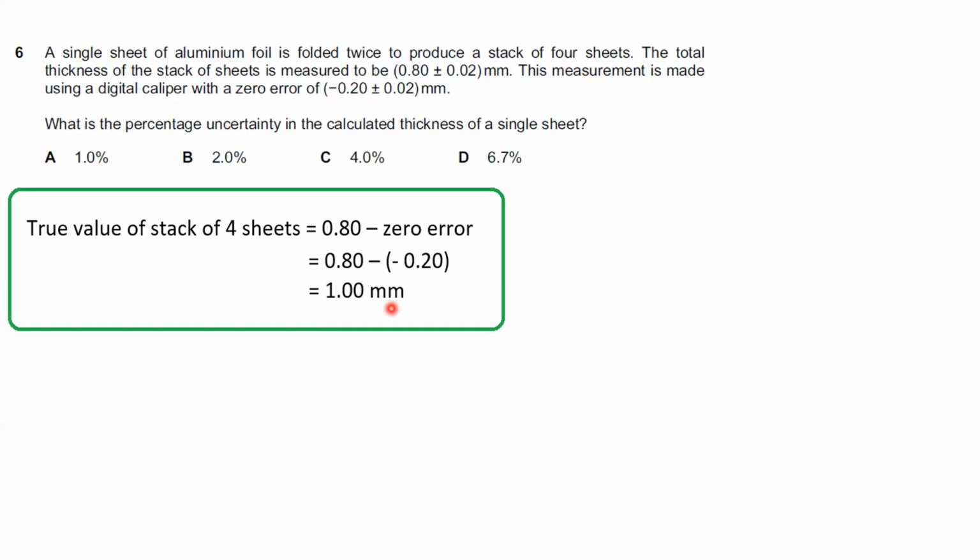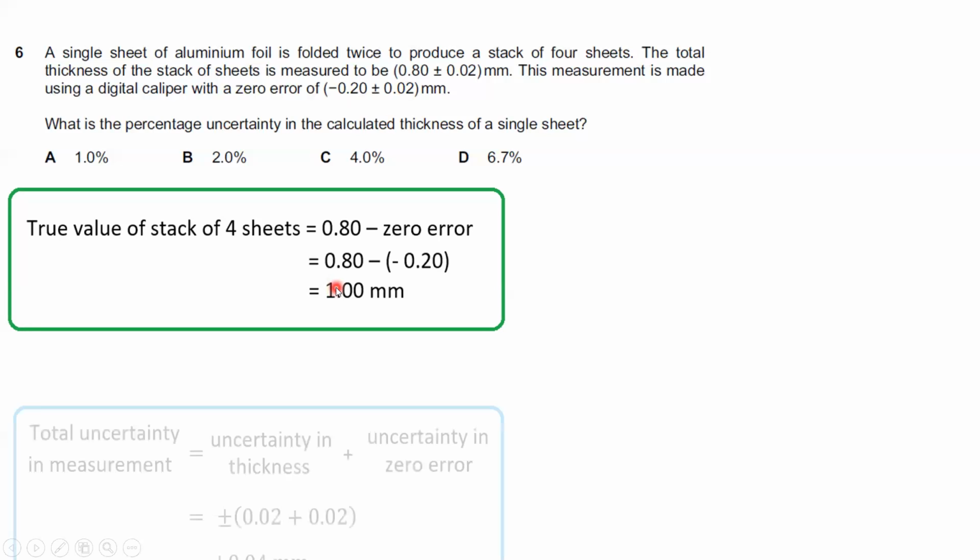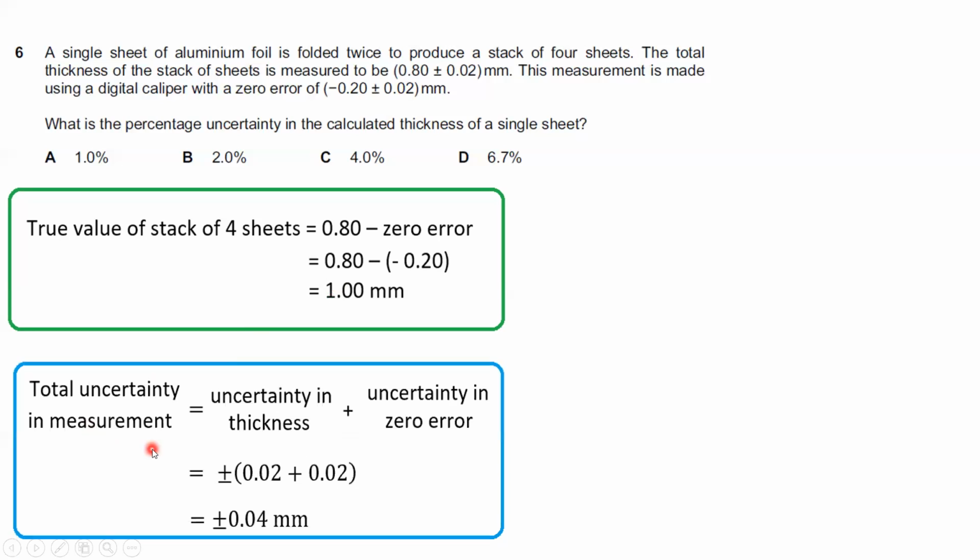Now I need to find my error in this value. Since the measurement has an uncertainty as well as the zero error having an uncertainty, according to the rule for addition or subtraction, you need to add both the uncertainties. So you take the uncertainty in thickness plus the uncertainty in zero error. When you add it, 0.02 plus 0.02 gives you 0.04 millimeter.